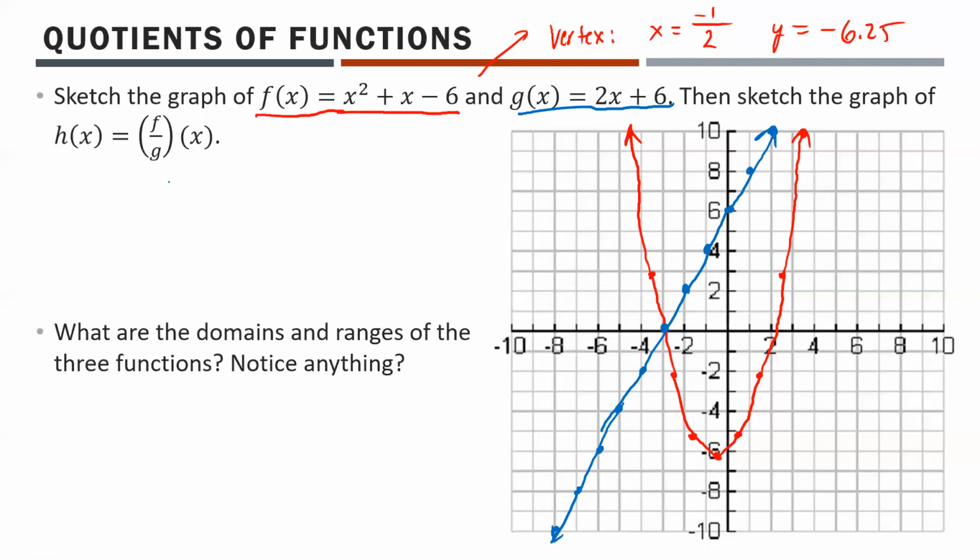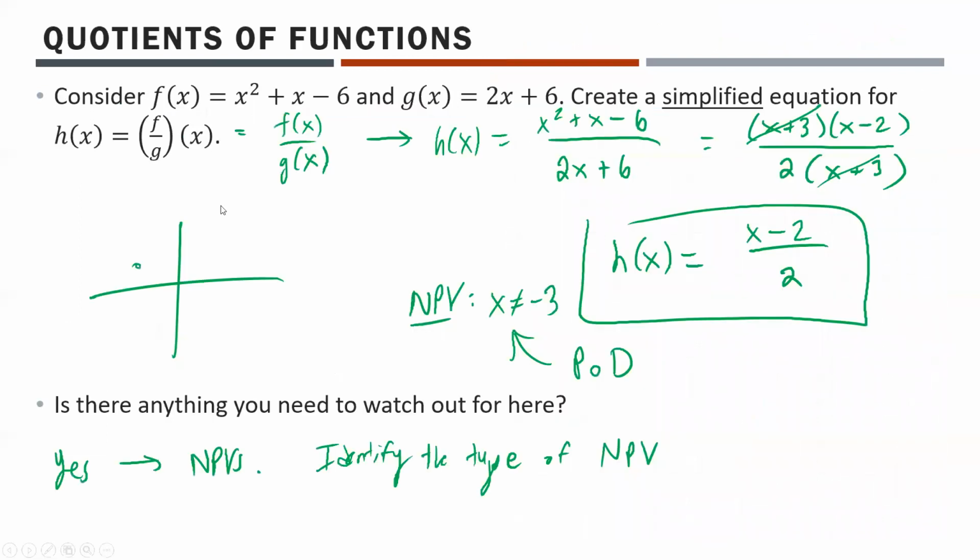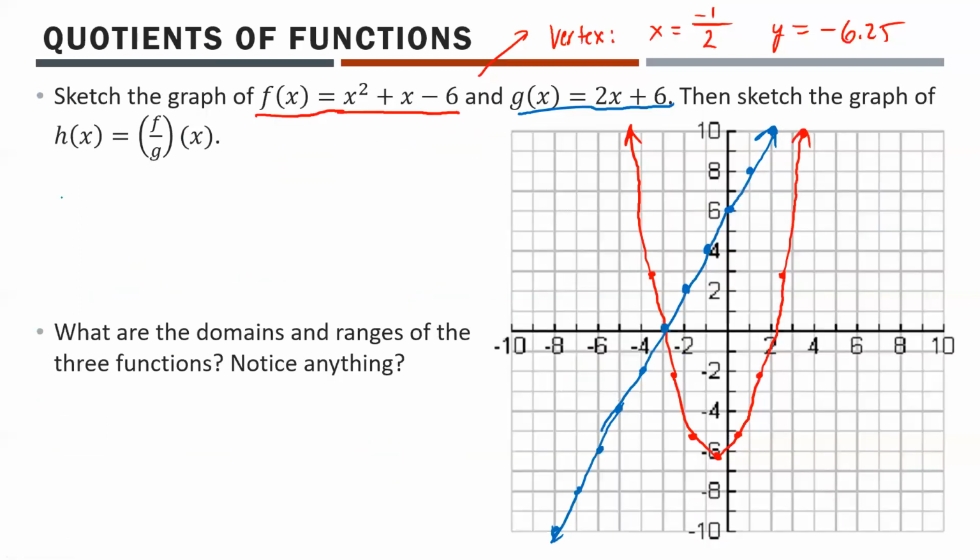f over g of x. I'm just going to bounce back real quick. Yeah, it was x minus 2 over 2. So h of x equals x minus 2 over 2, but with an NPV of x cannot equal -3. And the type of NPV that is, it's a point of discontinuity, right? If you want my honest opinion here, this might be a bit of a tricky one to graph.